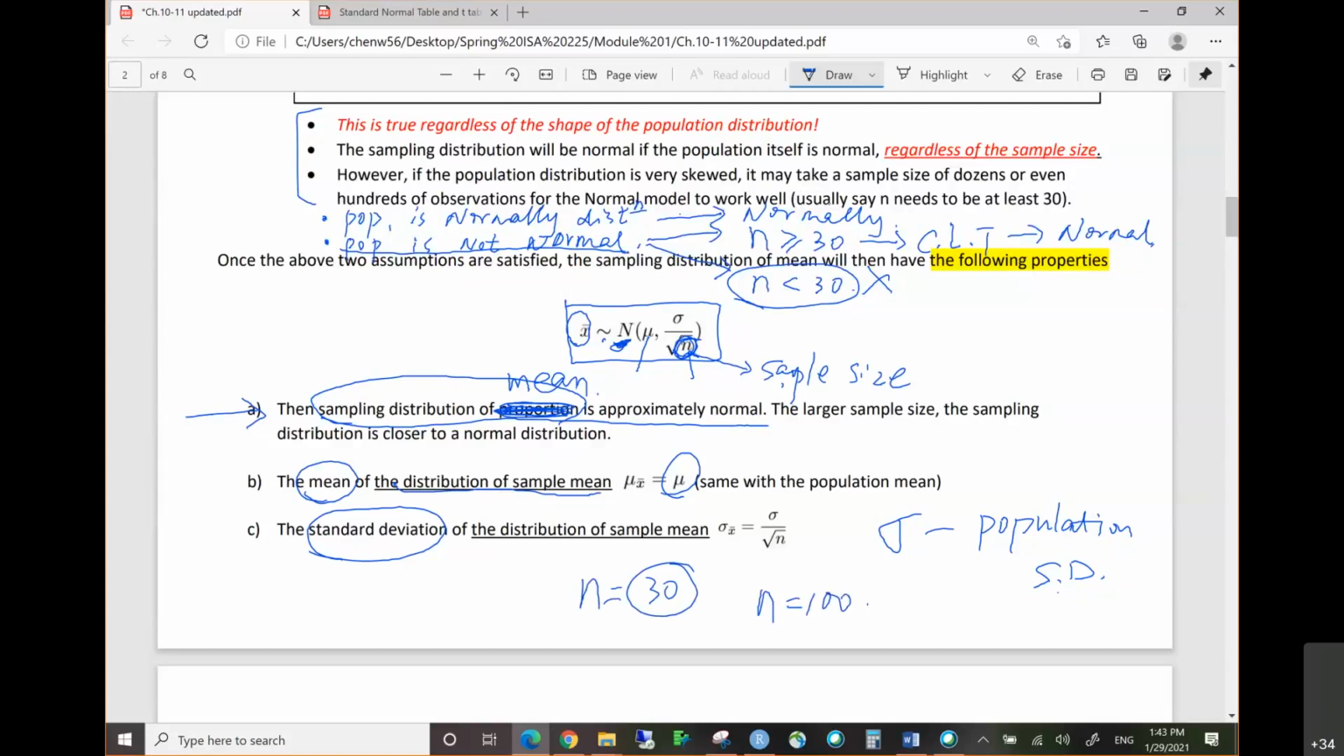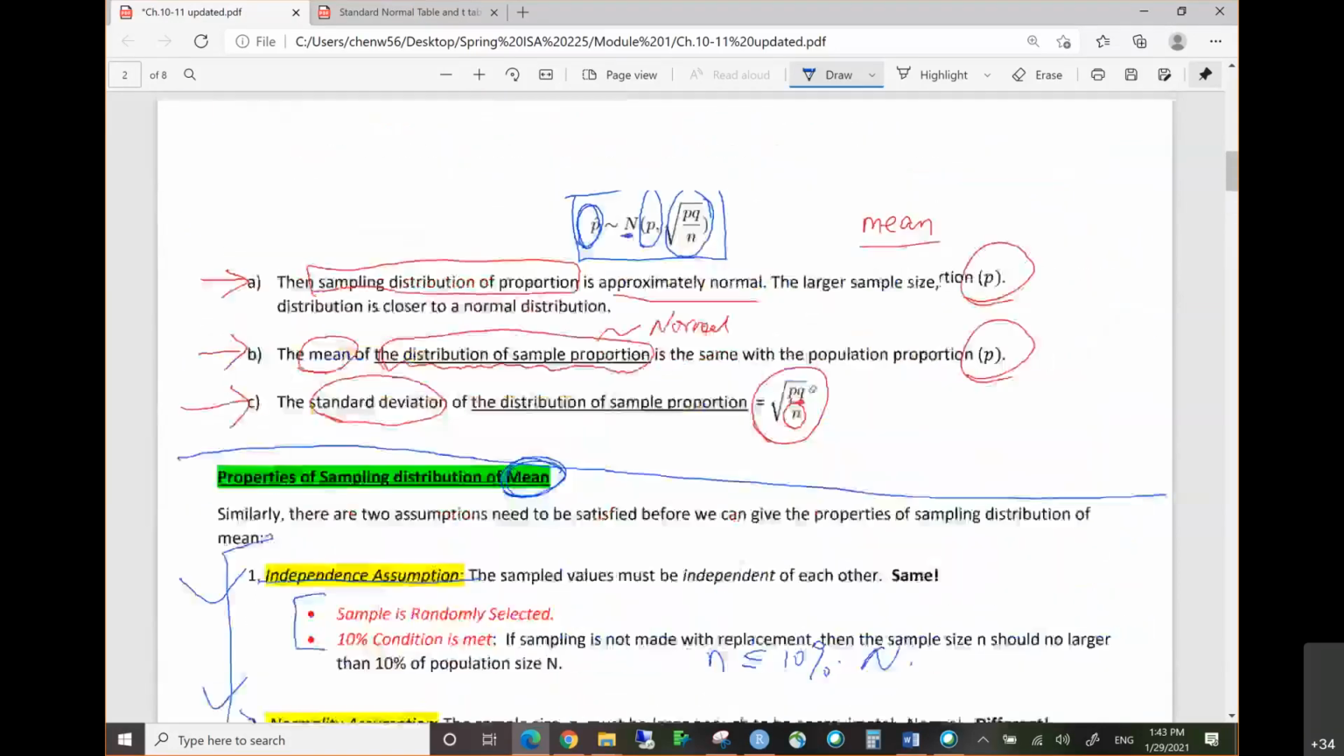But this distribution is of multiple sample means. So we're talking about our n in this case being the amount of sample means that we're talking about, right?